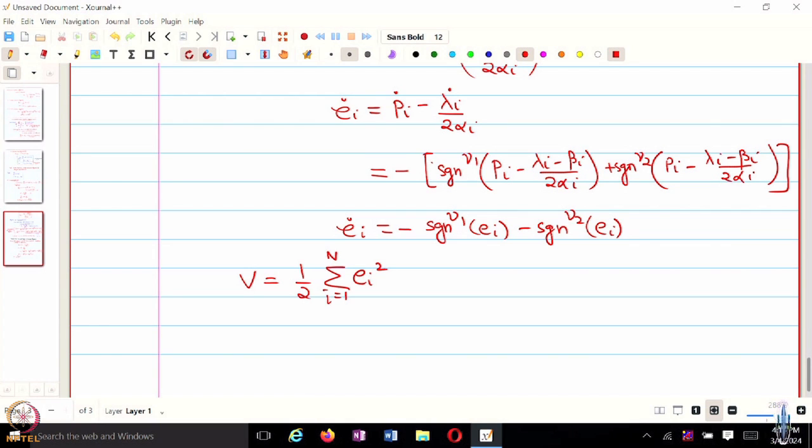And this Lyapunov function is 0 only when all the e_i are 0, otherwise it is going to be positive definite. In order to show that this converges in a fixed time, we need to show that V dot satisfies this inequality, that V dot is less than or equal to some C1 V to the alpha 1 minus C2 V to the alpha 2, something like that.